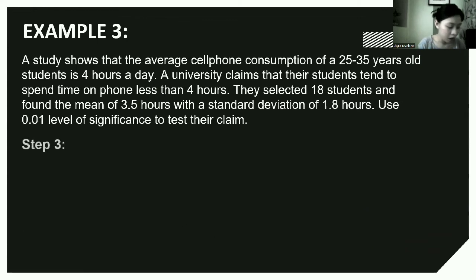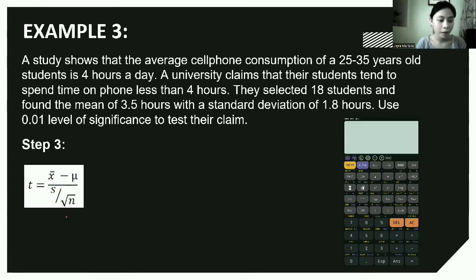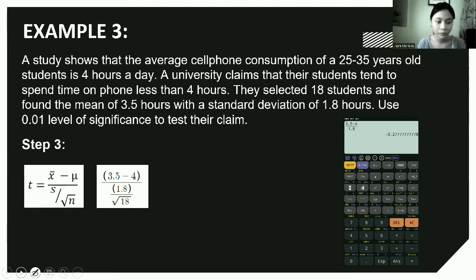So next guys, we will calculate the test statistic using this formula again. So kung mapapansin niyo, parehas lang yung formula ng Z and T. So X bar minus mu over standard deviation divided by the square root of n. So try to input this on your calculator. Ang makuha natin is t is equals to negative 1.8.